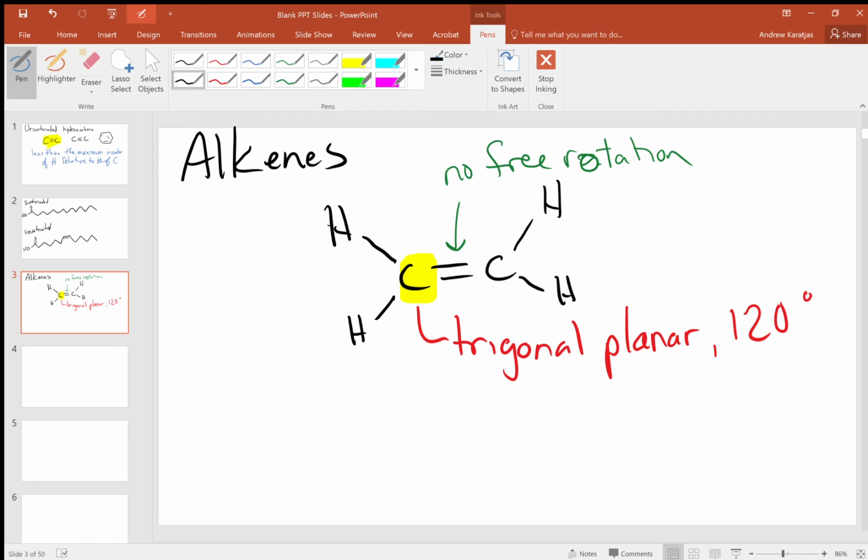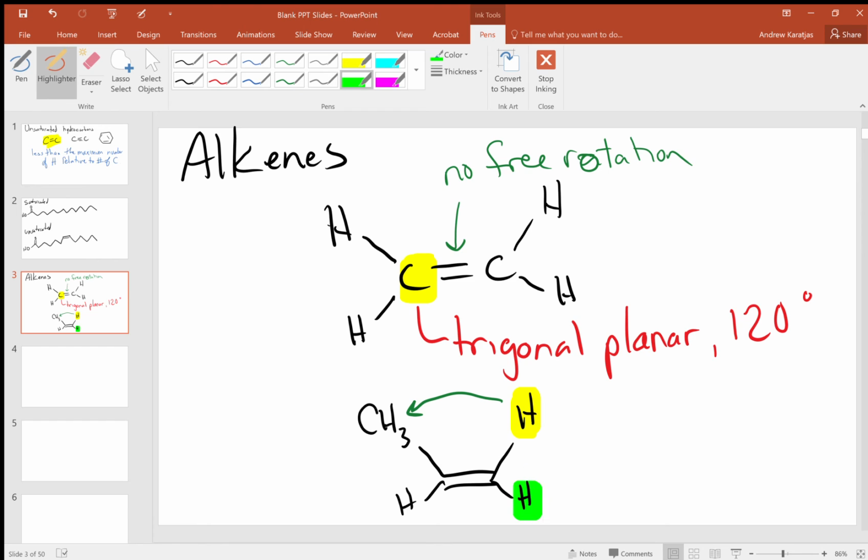And so one of the things that leads to is if we have a molecule such as this one, this hydrogen is very close in space to this methyl group. But this hydrogen is on the complete opposite side of the molecule, and they're locked into those positions. And so as we'll see later on, that's going to have some consequences as well when it comes to both nomenclature as well as reactivity.